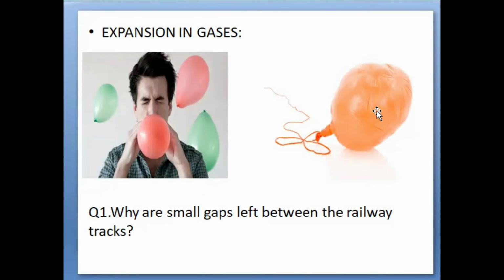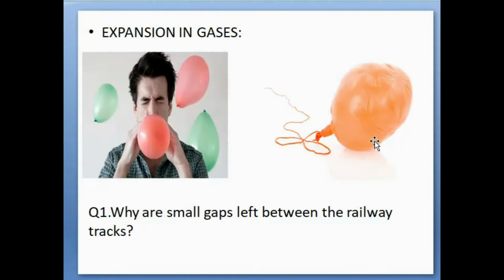Then blow some hot air again and heat the balloon, and when we heat the balloon, it will keep expanding and it will burst. So this shows that gases expand on heating.